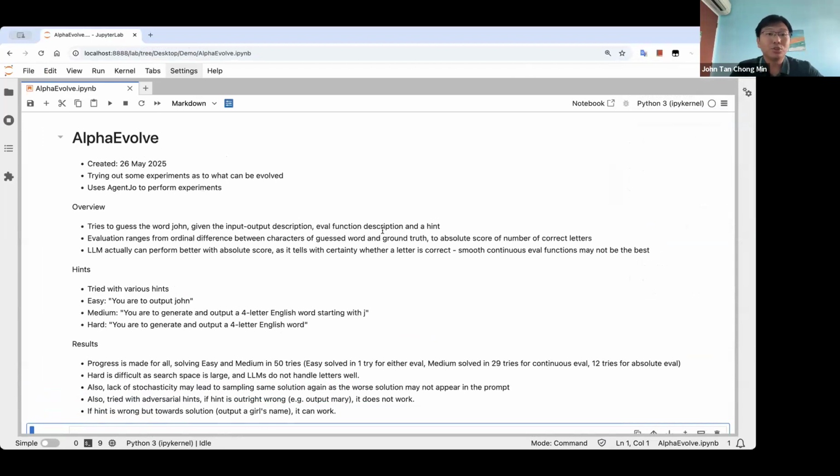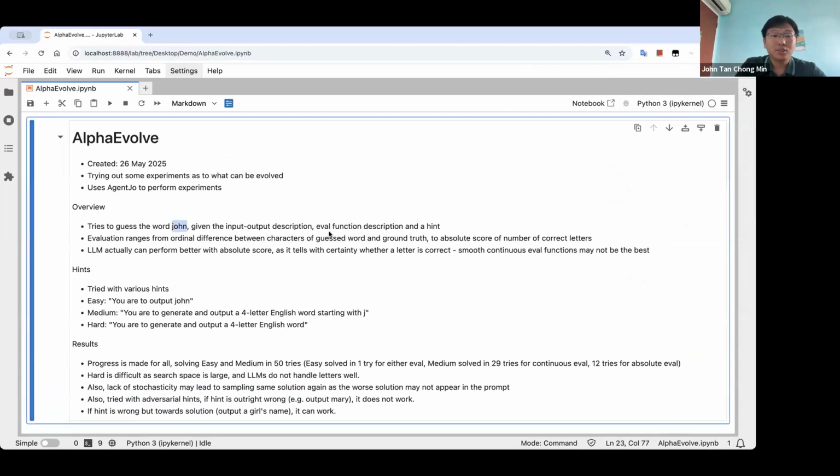Okay, so I'm going to show you the code of AlphaEvolve that I've created. Just to give you a brief overview, the answer is JOHN, and they are trying to guess a 4-letter word. We evaluate ordinal differences between the guess word and the answer, which means that if they give me JOLN, compared to JOHN, the evaluation score will give them -1, because there's 1 letter difference.